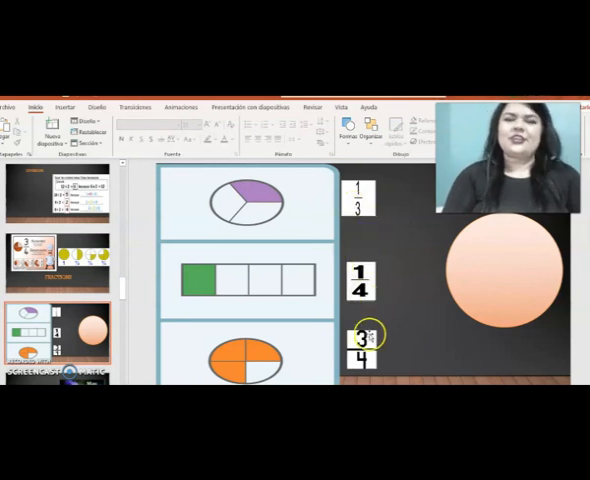Numerator, denominator. Numerator, the parts that I take. Denominator, in how many parts it is divided.